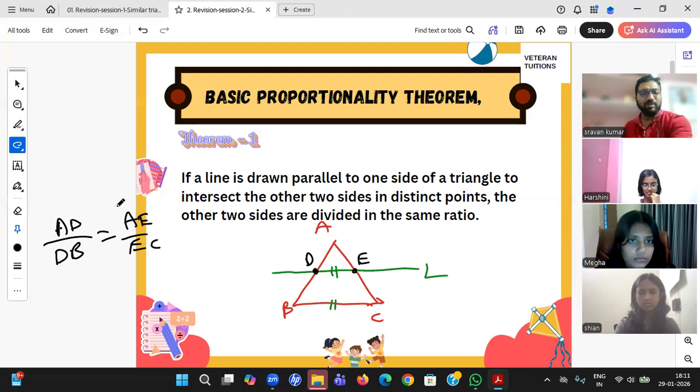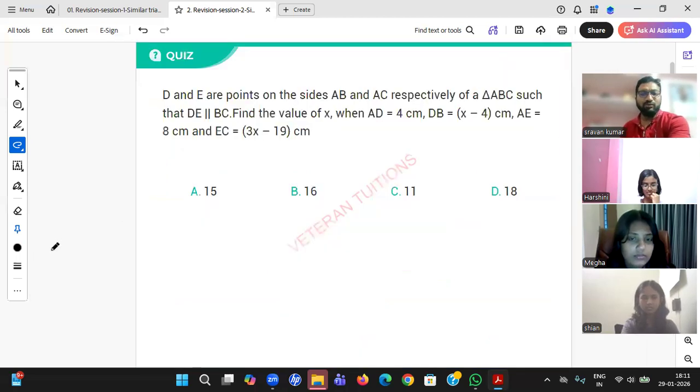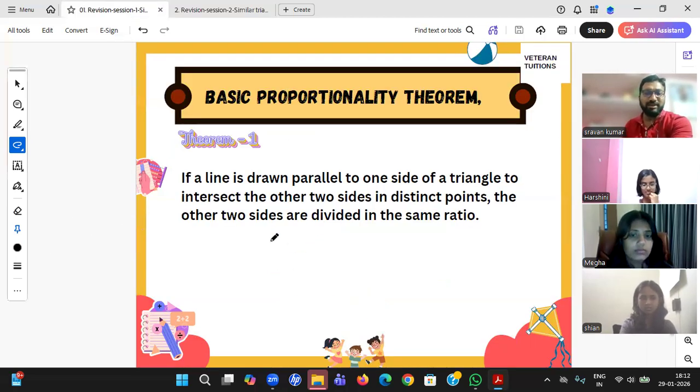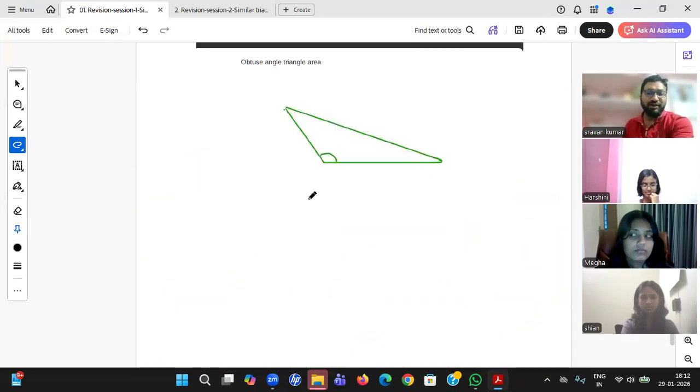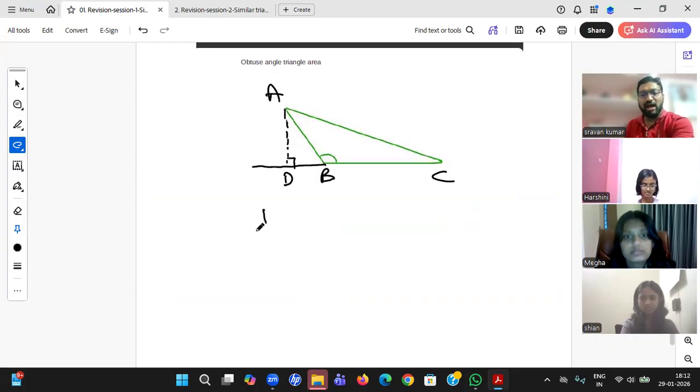We need to explore the proof of BPT. For the proof, I explained two things as minimum requirements. First of all, whenever you see an obtuse angle triangle, to find the area we need to draw the perpendicular. And the perpendicular can only be drawn if BC is extended like this. And what is the area? Half into base BC and height AD. This is one prerequisite which we need to know.